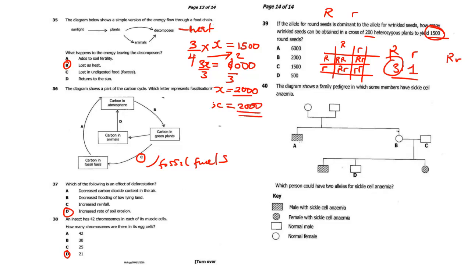Now, this was the total. Since we want to find the wrinkled, you know that the ratio of round and wrinkled, if you add them, gives you the total. So wrinkled is going to be the total minus round. What is the total? 2,000 minus 1,500.